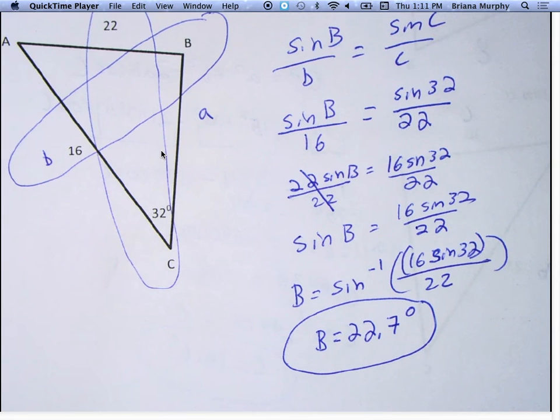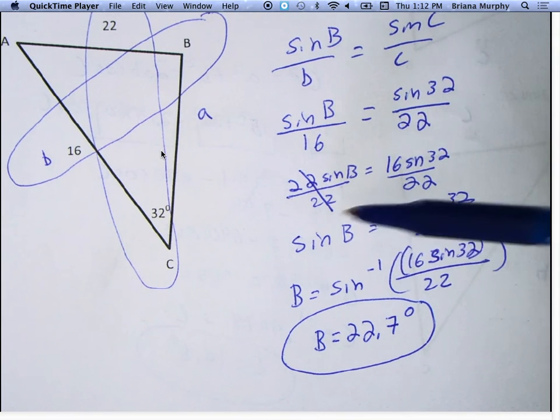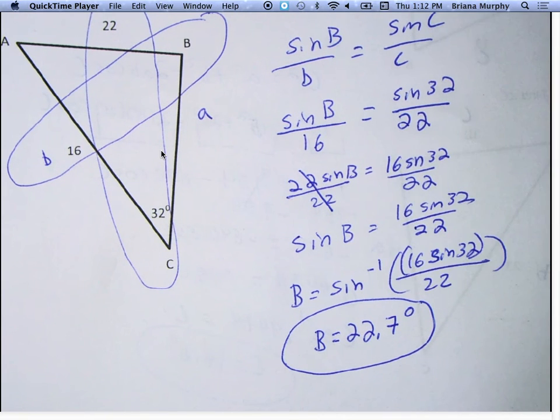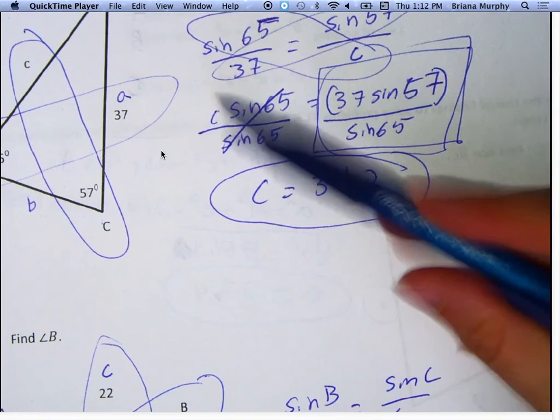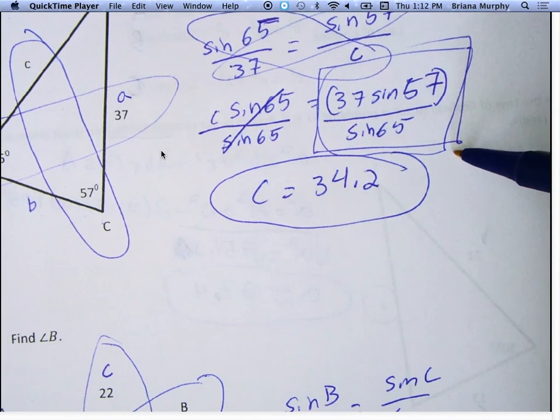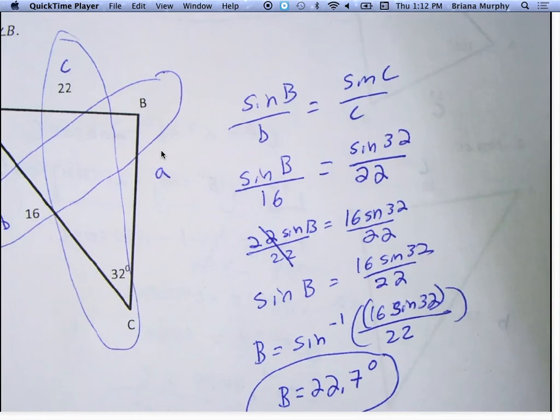You have a question, Liana? Yes. How do you know when you need to use inverse? So see how I had a letter right next to the sine? Then I need to use the inverse. If I don't, like the previous one, where I could get C all by itself, I didn't need to use it. So it's all about where the letters are located. Remember, if the letter is after sine, you're going to have to use inverse. If it's before, you don't need to.